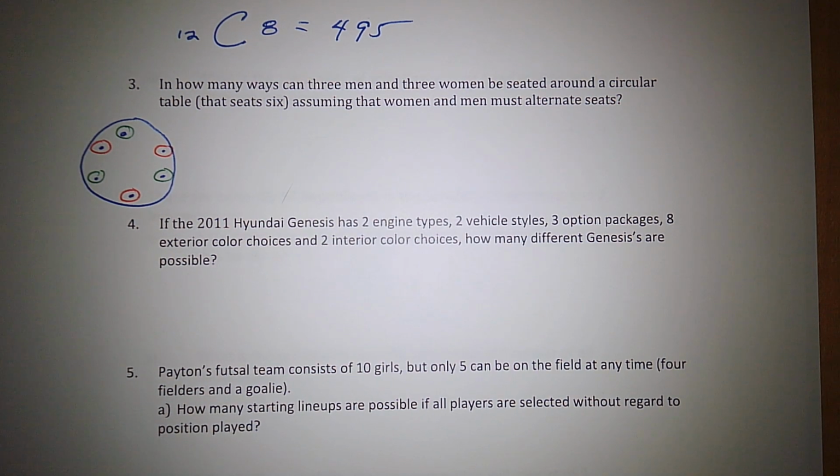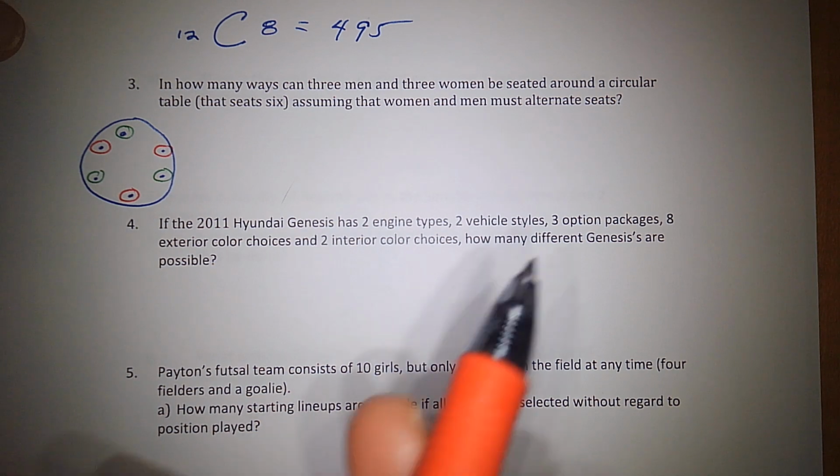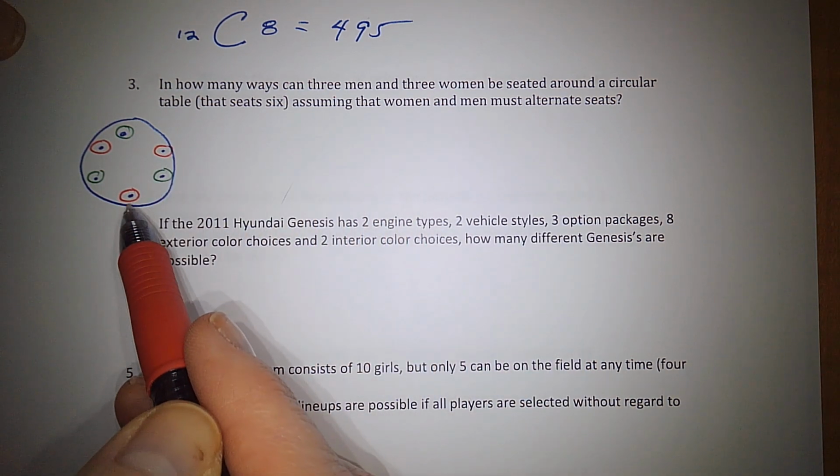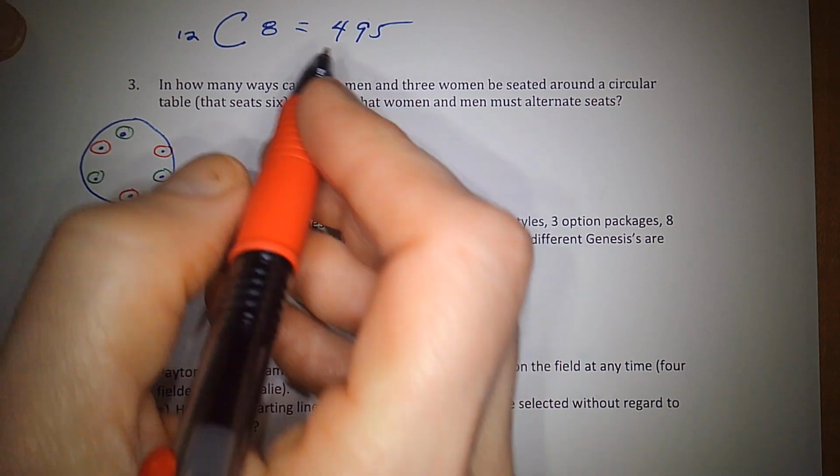It asks how many ways can 3 men and 3 women be seated, assuming women and men must alternate? Well, we could do this in 2 ways. We could do this using just the multiplication principle. When a woman walks into the room and finds her first seat, she has one of 3 different seats in which she can sit.